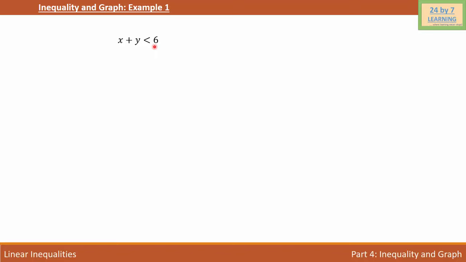And I'm going to consider another inequality, the same inequality, but this is basically x plus y is less than or equal to 6. So basically we have two inequalities. One is with less than 6 and the other one is with less than or equal to 6. Now I'm going to graph these inequalities.